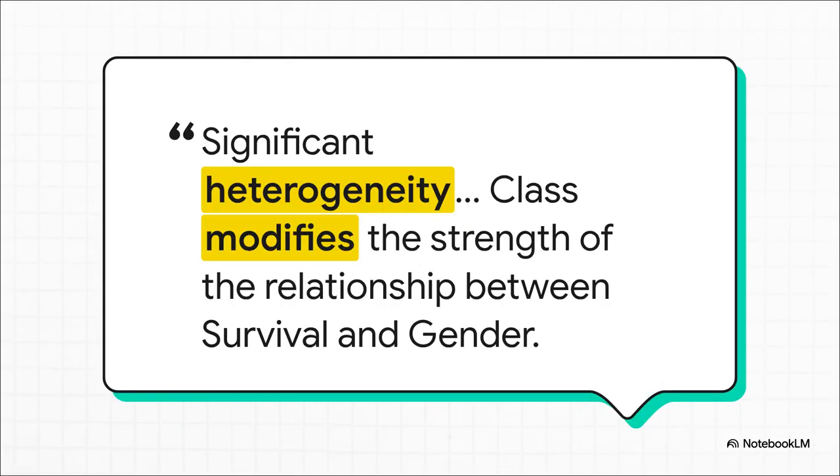And this is the magic right here. This quote on the screen, it's taken directly from the package's output for our Titanic data. It's a plain English summary of a pretty complex statistical finding. It tells you what's happening, you've got heterogeneity, and what it means, that passenger class changes the strength of the link between gender and survival. This saves so much time and helps you avoid misinterpreting your results.